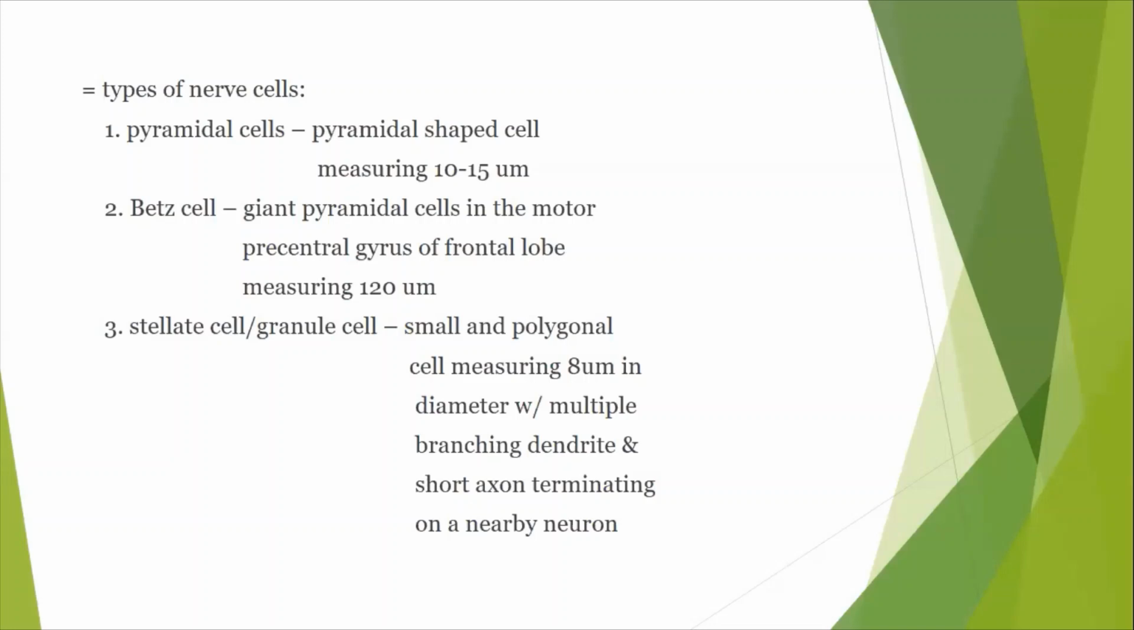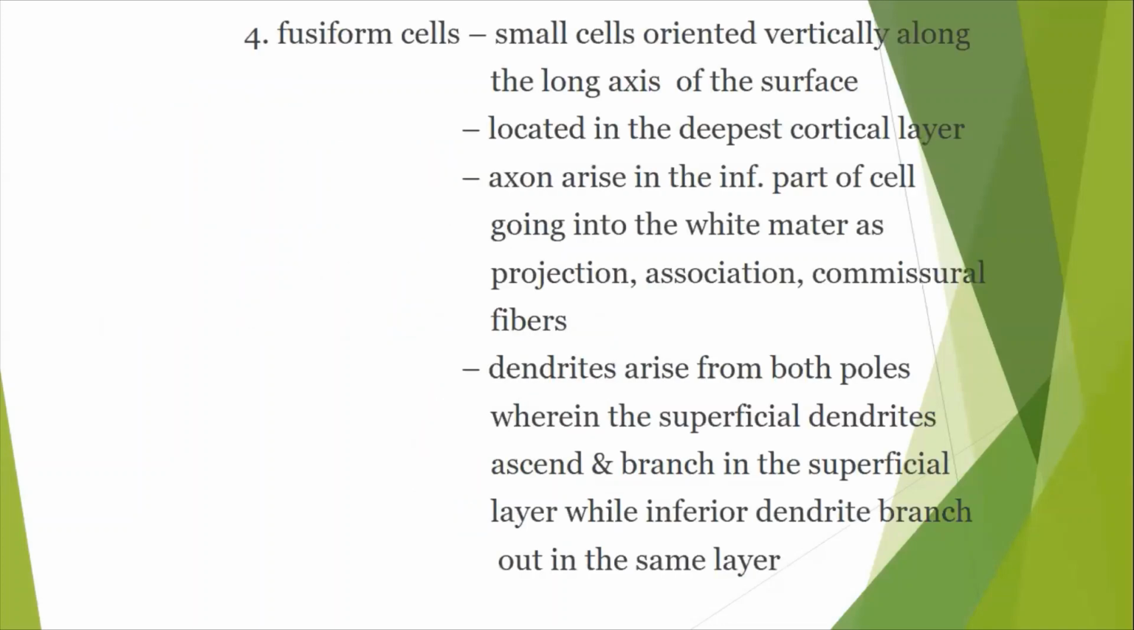Then you have the third type, the stellate cell or granule cells. These are small and polygonal cells measuring 8 angstrom in diameter with multiple branching dendrites and short axon terminating on a nearby neuron. Then you have the fusiform cell, which are small cells oriented vertically along the long axis of the surface, located in the deepest cortical layer.